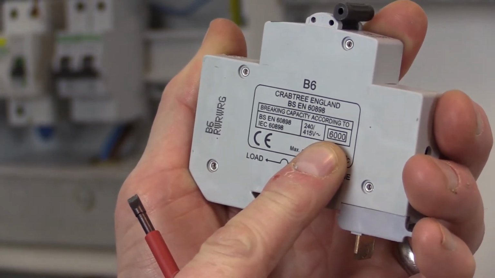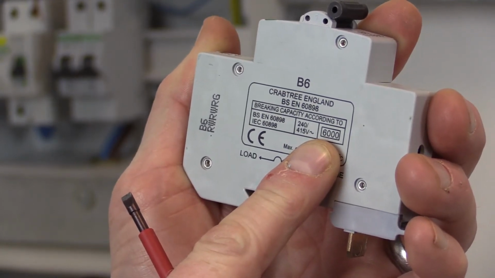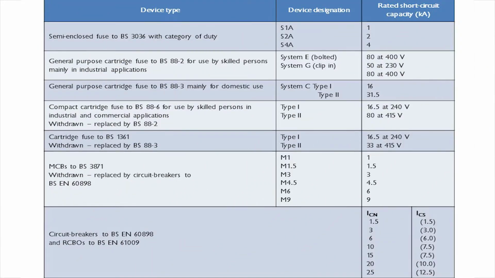In test rig 2, the circuit breakers are 6000 amp or 6 kA rated. This information should be recorded on the schedule of test results in the relevant column for breaking capacity in kA. Please note, however, that circuit breakers are also available with other breaking capacities as shown. This table also provides information on other protective device types such as fuses together with their breaking capacities.